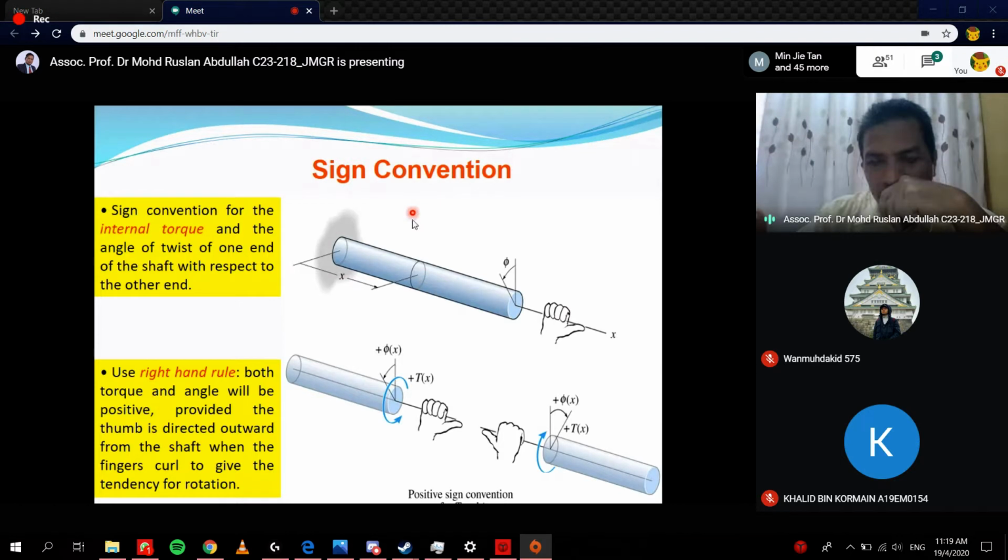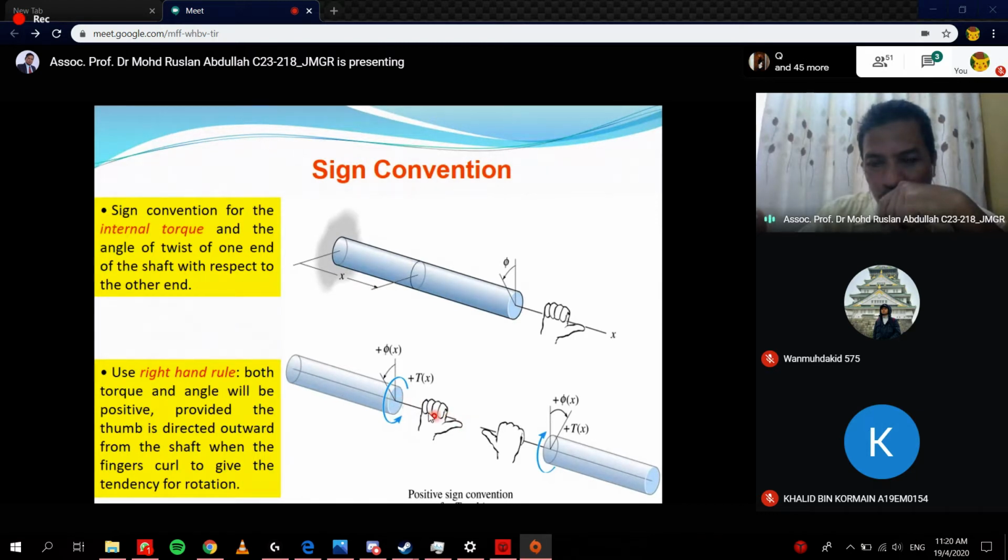When we cut here, we have two parts. We have left hand side and right hand side. So you can choose any one of them. This doesn't matter. You can choose the right one or left one. If you choose the right hand side, the diagram is like this. And of course when you cut here, this is the axis.